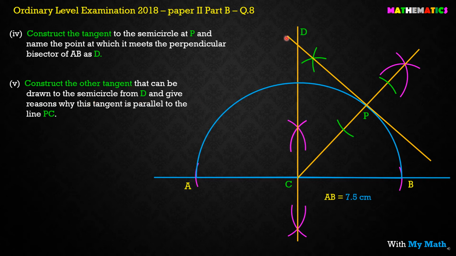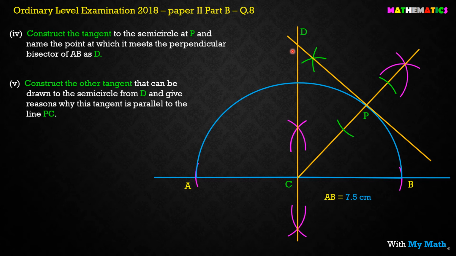D is an external point to the circle. From an external point, there are two tangents we can construct. We have already done the first one, so the other one should be like this, no? So how do we do that? If we have done our first one, how do we do the second one?